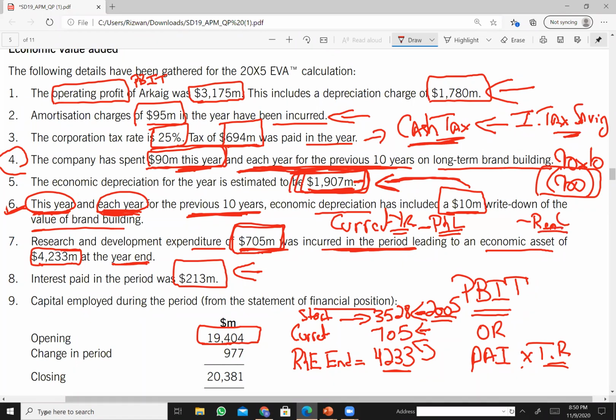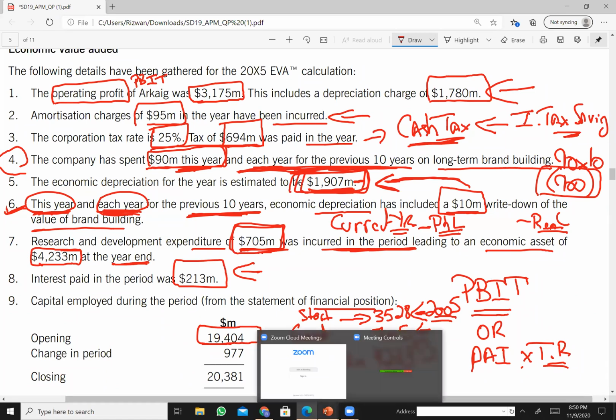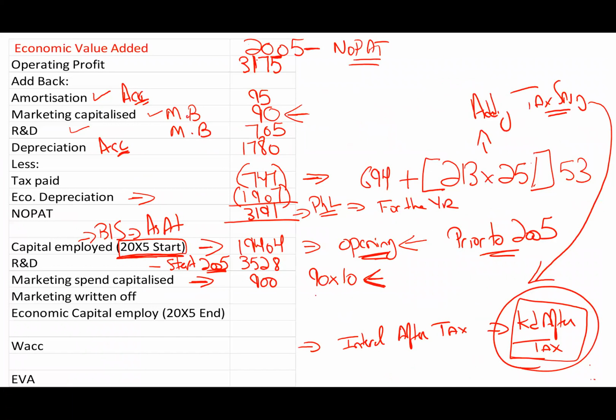So what I am doing here, the figure of economic depreciation for previous years prior to 2005 will now be deducted here. So 10 for 10 years, and this is 100 that I have to deduct. Getting the point? The current 10 million is part of 1907, but for the previous 10 years prior to 2005, what about those? That needs to be deducted as well, because that is an economic depreciation which will be deducted from your capital employed figure. So the figures prior to 2005 were 100 million that I will deduct from here, and I will come to 23732 as my figure of economic capital employed.